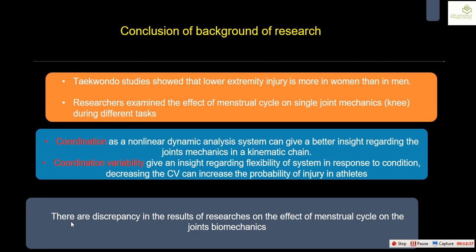And we saw a discrepancy in the results of researchers on the effect of menstrual cycles on joint biomechanics. Some researchers showed that there were significant differences in, for example, knee valgus angles during different menstrual cycles, but some researchers didn't show any significant differences in different menstrual cycles.